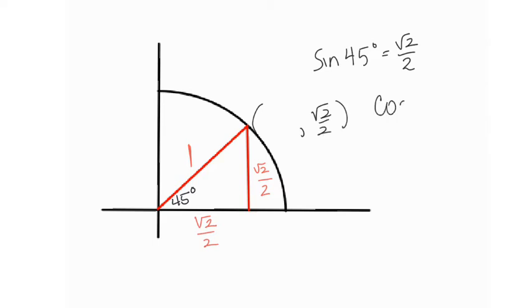And same for cosine of 45. It's the square root of 2 over 2. That's my x value. So the point upon which my 45, 45, 90 triangle lands is square root of 2 over 2 over and square root of 2 over 2 up. And those numbers come from those special right triangles in geometry.